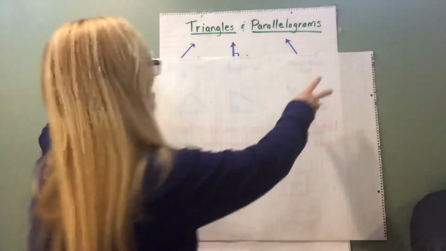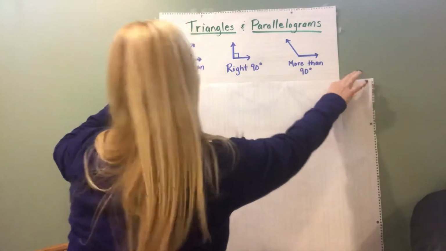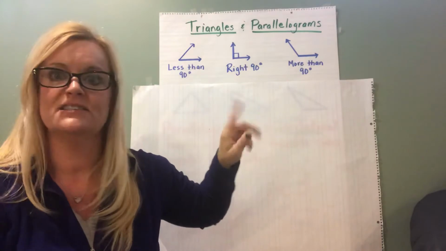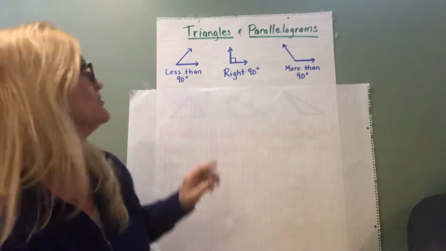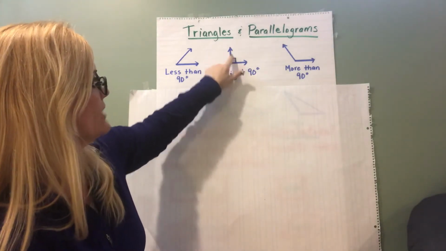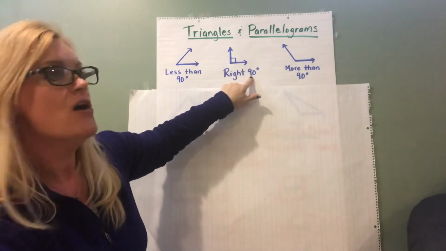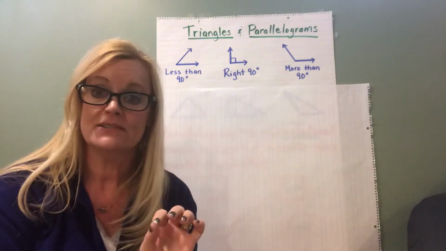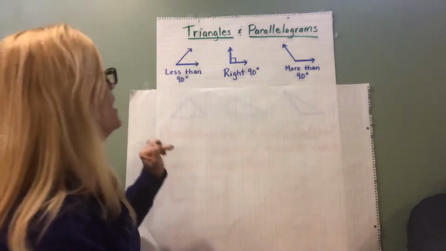So, triangles and parallelograms. The first thing I want you to take a look at is you need to recognize the different kinds of angles. Now, we've talked about right angles before. Right angles, no matter which way they look, they kind of look like a capital L shape, and they are always equal to 90 degrees. Okay, so they kind of look like a perfect corner. We've done that a little bit.